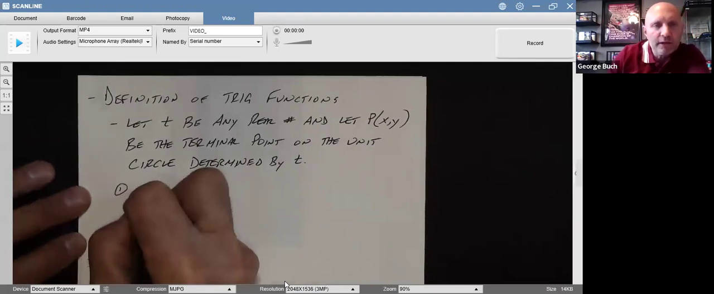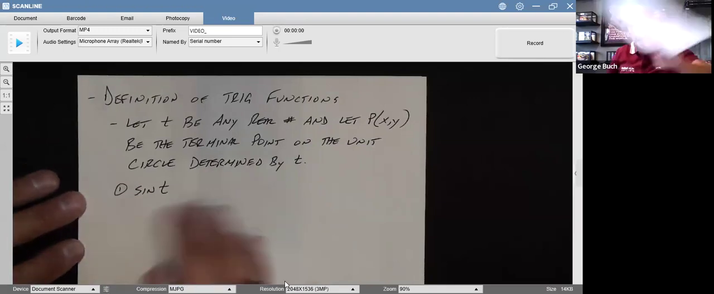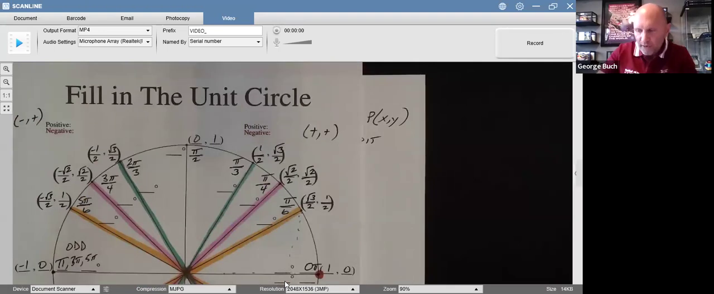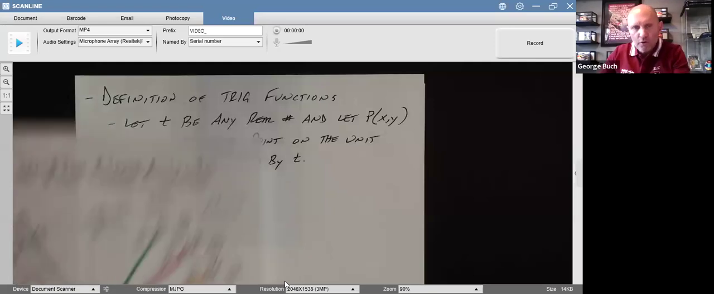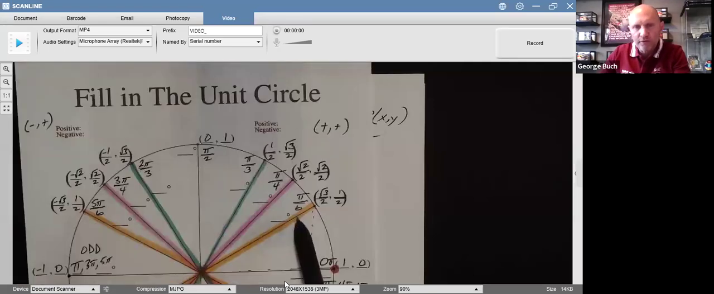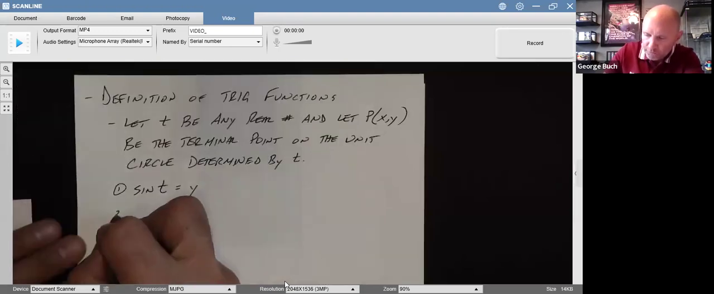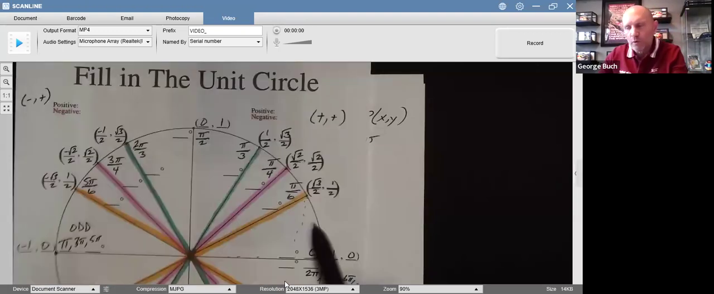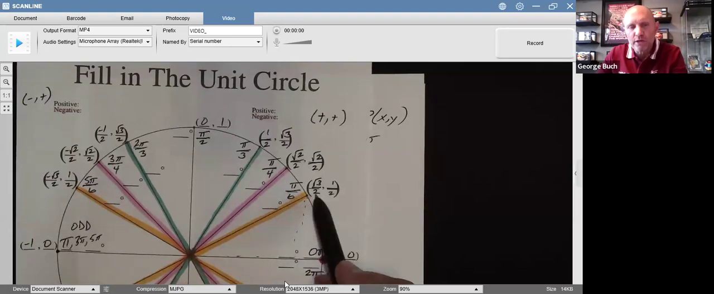Sine of t, so sine of that terminal point. Let's say, for example, pi over 6, the very first value on our unit circle, going back to video 1 here. So sine of t is just the y value. If I want to know what is sine of pi over 6, well, it's the y value, 1/2. If I want to know what's cosine of t, that is the x value. So if I said to you, what is cosine of pi over 6? Well, it's the x value for pi over 6, which is √3/2.